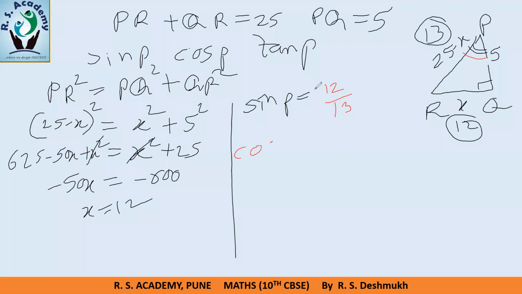Second one is cos P, that is adjacent upon hypotenuse. What is the adjacent side? 5 upon 13. And the last one is tan P. What is tan P? Sine upon cos, that is 12 by 5, or in different language you can say it is opposite upon adjacent, that is nothing but 12 by 5.